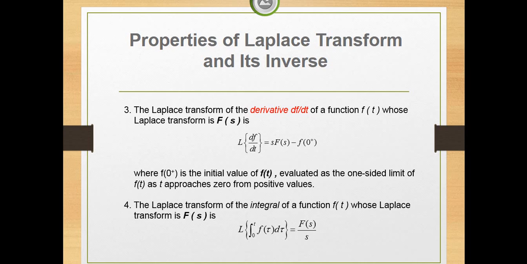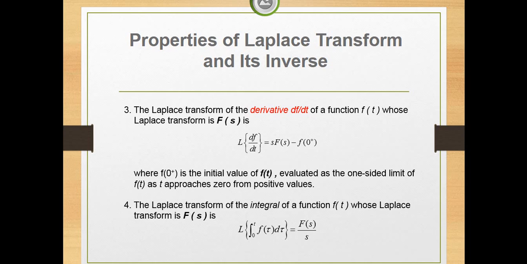So property number 3 allows you to get the Laplace transform of a derivative of a function. So if you will get the Laplace transform of the derivative of a function, the function can be x, could be y, could be any variable or any letter, that would entail you to multiply the function of s of that particular function with s and then subtract the f of 0 plus for that. So if this function is y, this is s Y(s) minus y(0+).